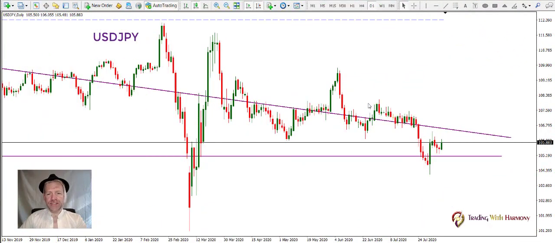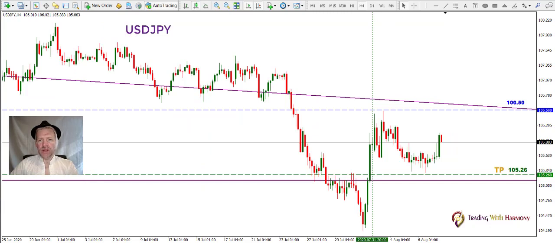Okay, so the dollar yen. We can see here that last week it ended up with a big engulfing candle, so it has come back down into this support level. So let's go into the actual 4 hours.